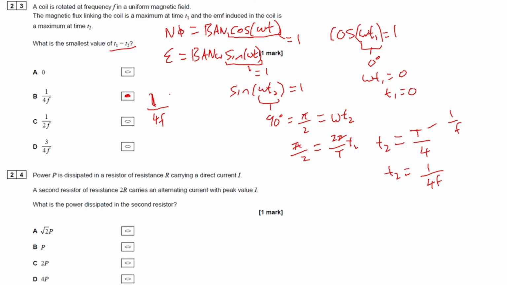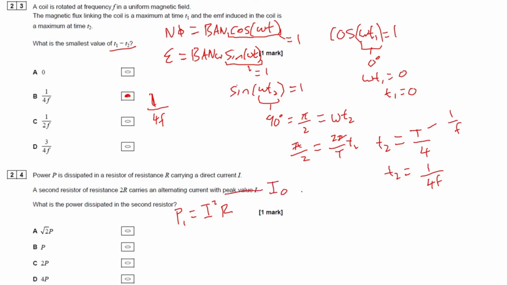Okay. For question 24, we're looking at power dissipated in an electrical circuit. Now, since they've given us current and resistance, the power equation I'm going to use is, so initially P1 is equal to I squared R, so that's the initial power, I'm just going to call P1. In the second resistor 2R, the current has a peak value of I. So this is I naught in the equations in AC signals.